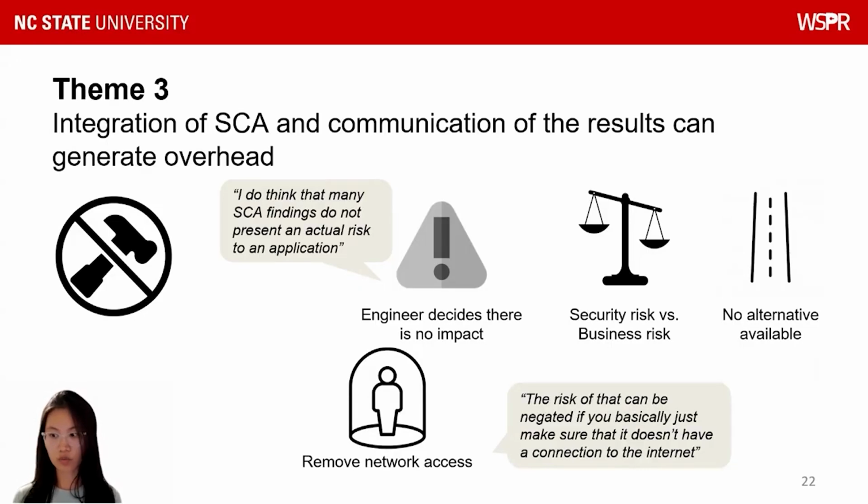In the cases where there is a security risk, but they decide to temporarily accept or not fix it, the participants share that they often decide to isolate the vulnerable component, for example, by removing network access. By removing network access, you basically eliminate the possibility of untrusted data flowing into your application and exploiting the vulnerability.